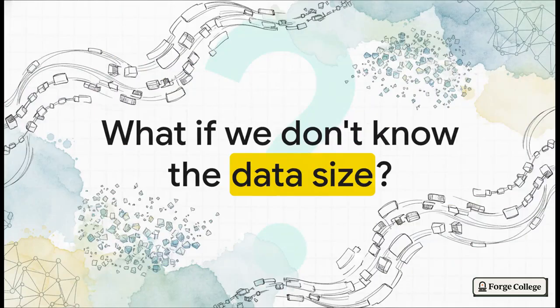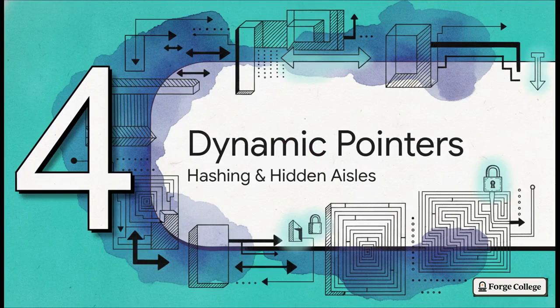So up to this point, we've only been talking about fixed, static variables. We know exactly how big an address is. We know exactly how big a Boolean is. But what if we don't know how big the data is? What if we have a list of users that could just grow infinitely? That takes us to part 4, dynamic pointers and hashing.